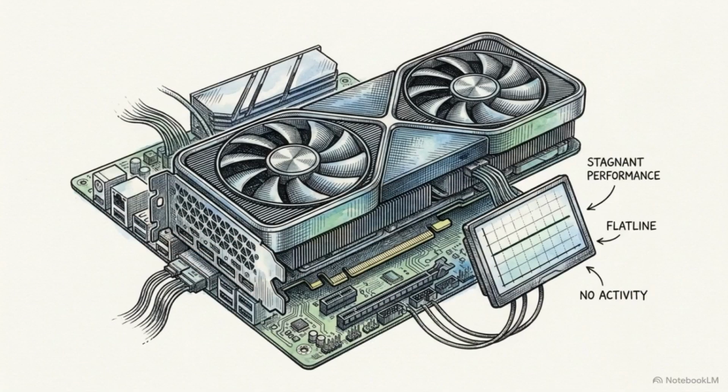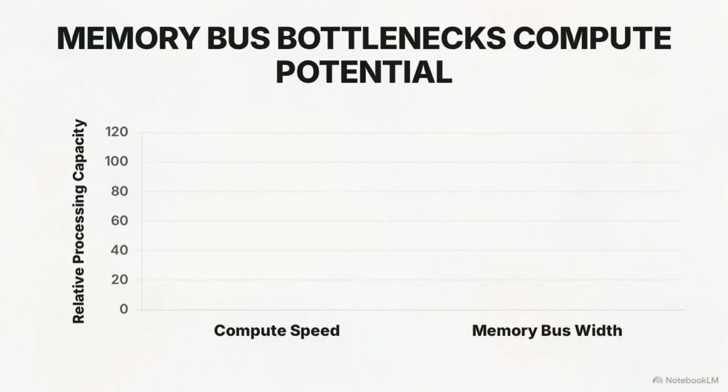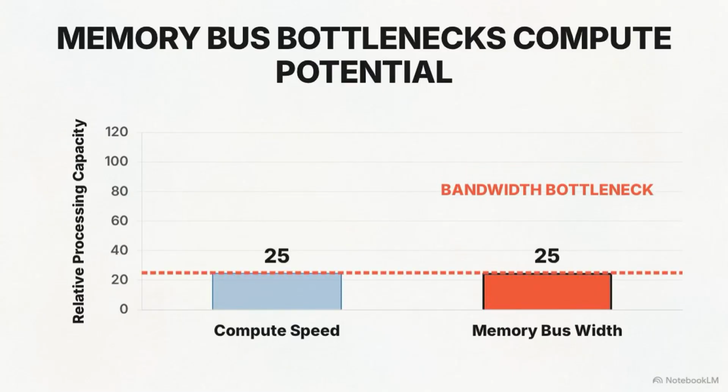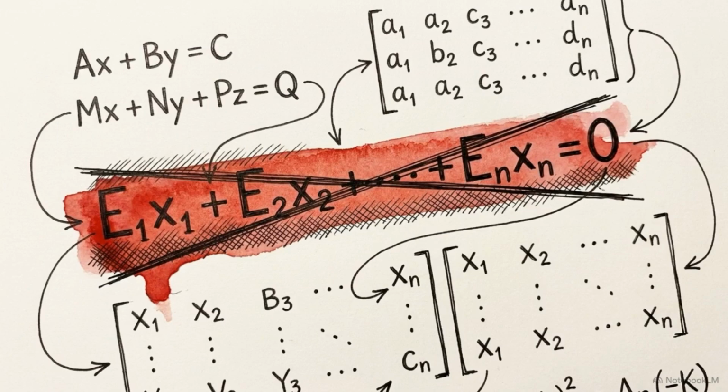If you buy faster, more expensive processors for a standard model, you hit diminishing returns almost immediately. The hard speed limit is dictated by the physical width of the memory bus, not the speed of the compute cycles. DiffusionGemma approaches this physical limit by altering the math.